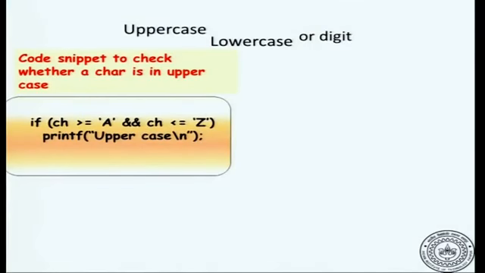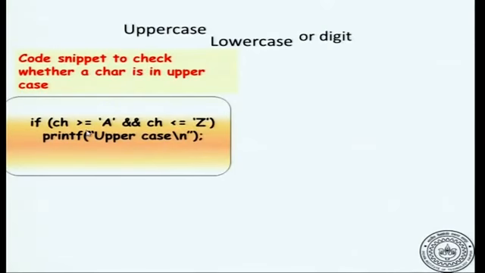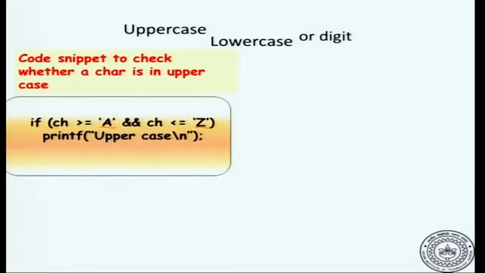suppose I want to write a conditional expression, an if condition, which says that if the given character is a capital letter, then print that it is in uppercase. So all I need to do is, if the character value is greater than or equal to the character constant 'A' and less than or equal to the character constant 'Z', then you print that the given letter is in uppercase. Again, please remember that we did not need to know that this was 65 and this was, whatever it is, 90. It could as well have been 0 and 25.